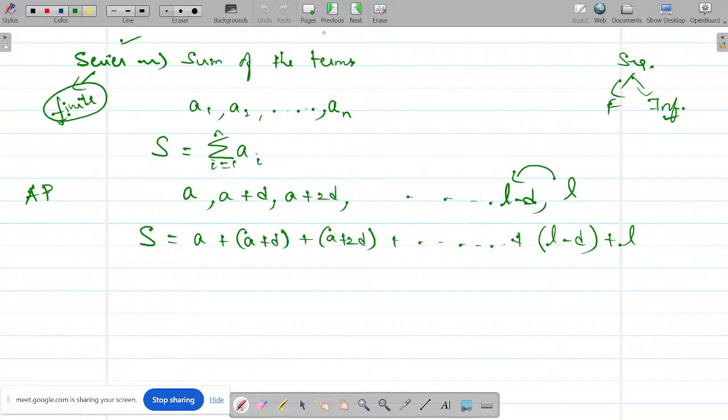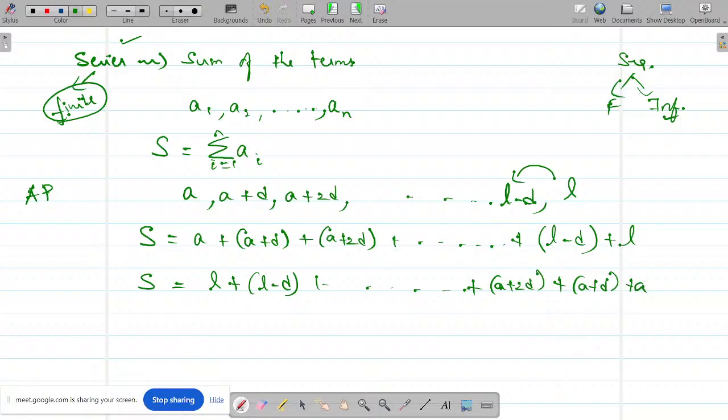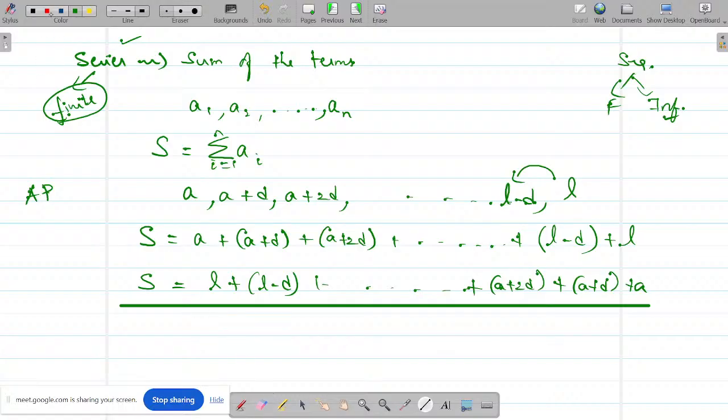Experts. Now tell me. Shall I write S is equal to L plus L minus D, and so on up to A plus 2D, A plus D? Shall I write it? Yes. 2 plus 3 is 5. The same way, the other way is also true. Now I add everything. You call this term by term addition. We'll add this, like this will add.